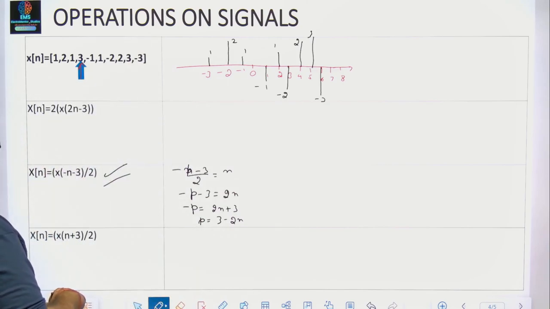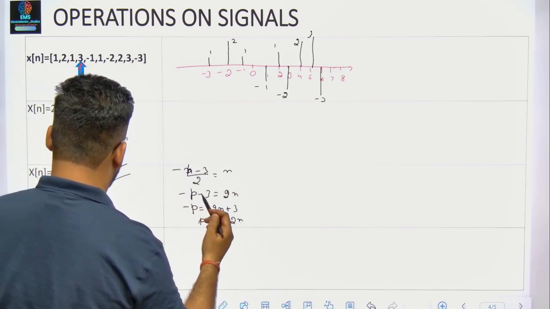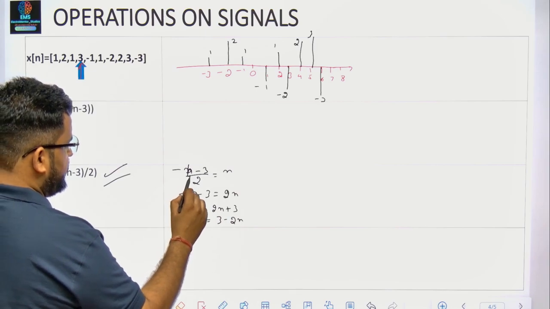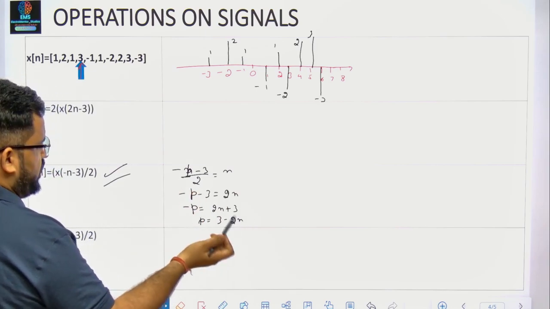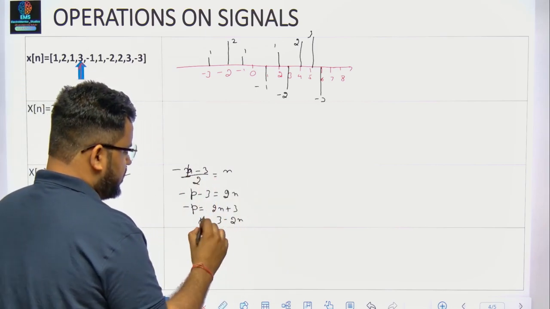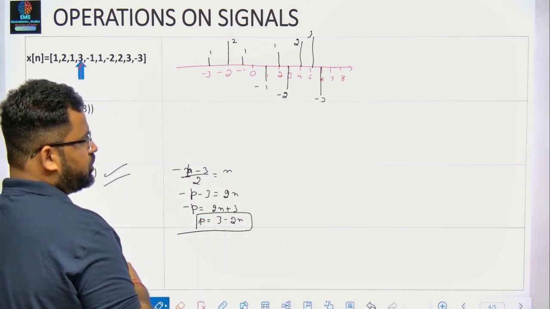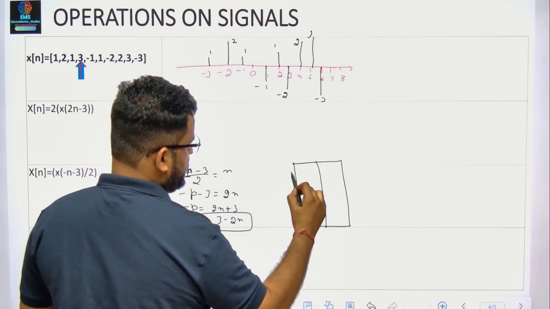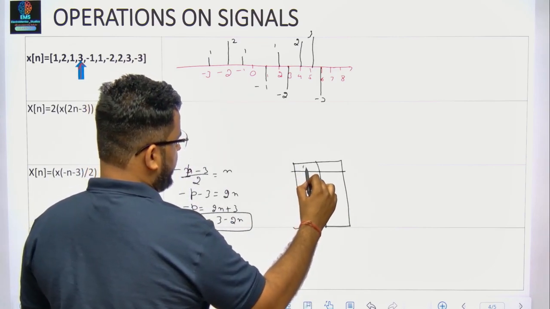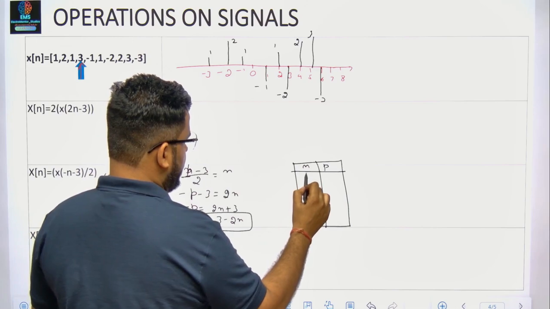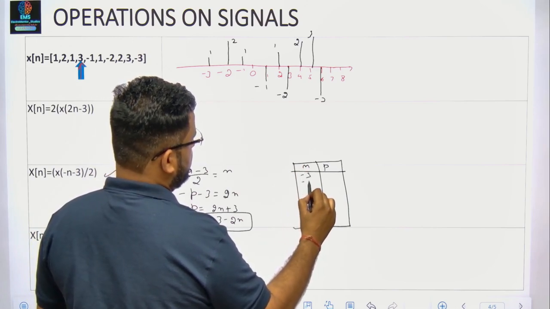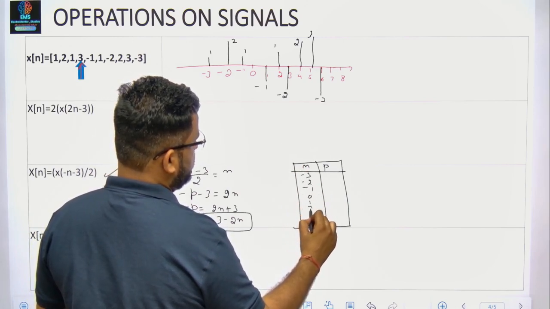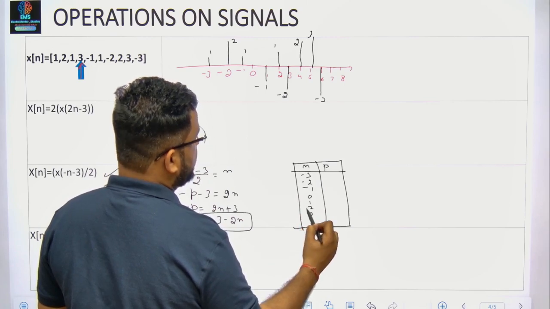Let us just consider one more thing. So simply substitute the value of n. You'll get the value of p. Plot the signals. Substitute the value of n, you'll get the value of p. n is from minus 3, minus 2, minus 1, 0, 1, 2, 3, 4, 5, 6.